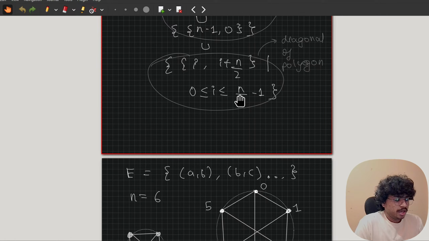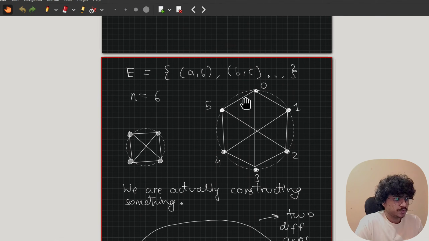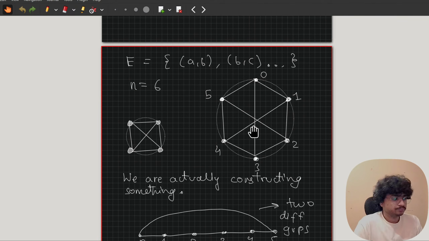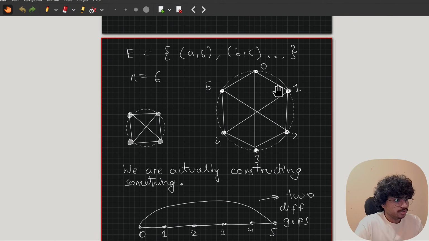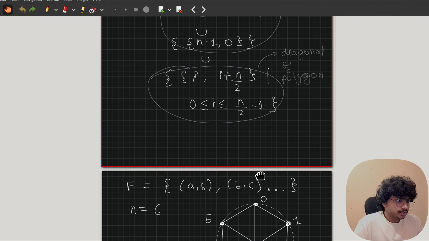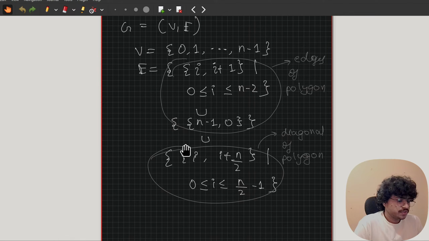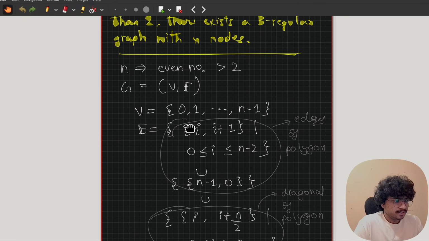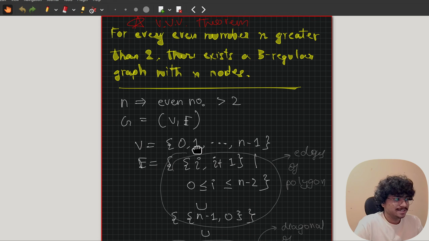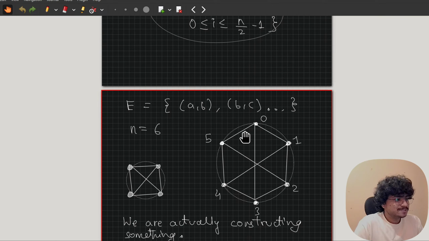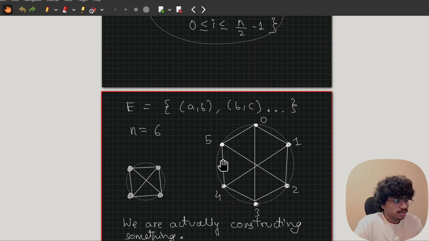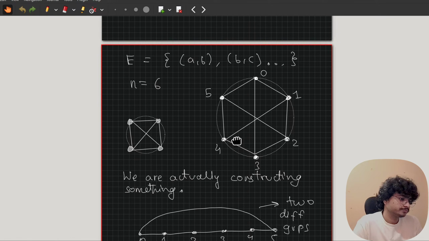So you loop from 0 to n by 2 minus 1 because you only need to take half of it, as the other half will be covered via this formula. So 0 to 3: 0 comma 3, 1 comma 4, and 2 comma 5. The rest will also be covered. So taking the union of all these three different sets, we get the set of all edges. And we prove that this is a three regular graph because each point here has a degree of 3.